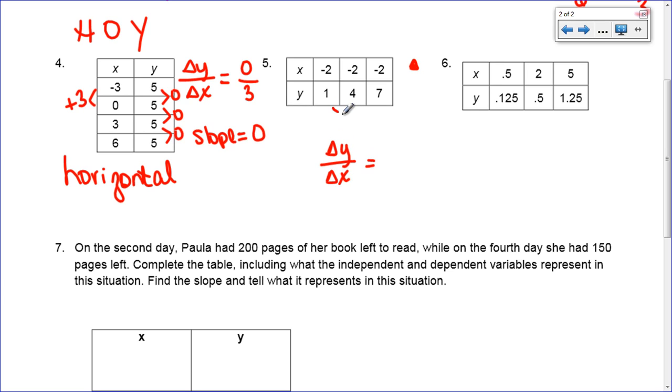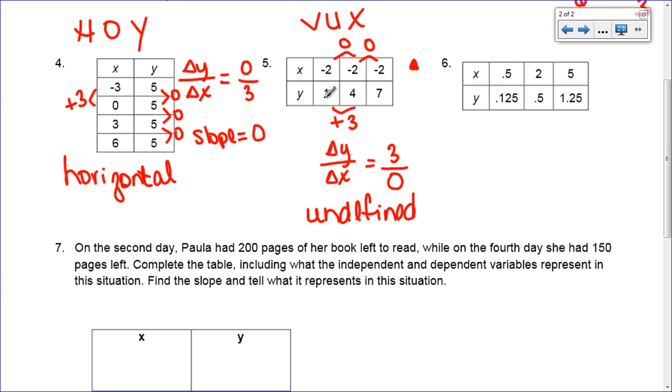Well, the change in the y values from here to here is +3. So I'm going to add 3. But my change in my x values, look, is going to be 0 because they're all the same. From -2 to -2 is a change of 0. And if you'll remember, I can't turn something into nothing, so this becomes undefined slope. And if you will remember, vertical lines have undefined slope.